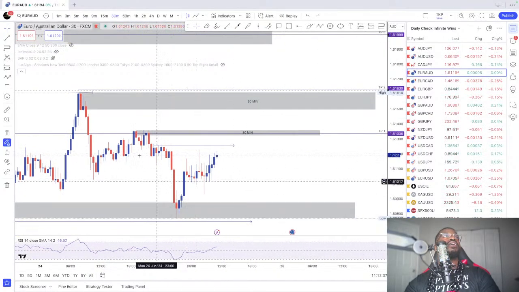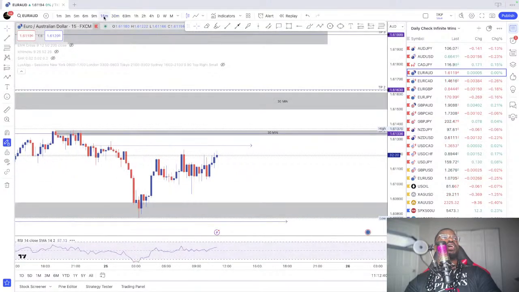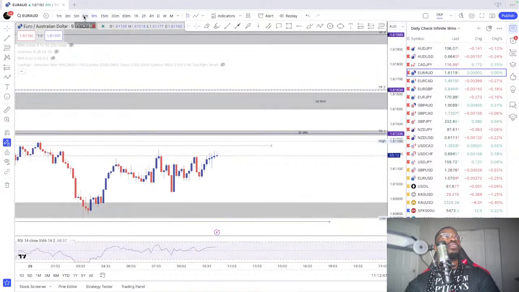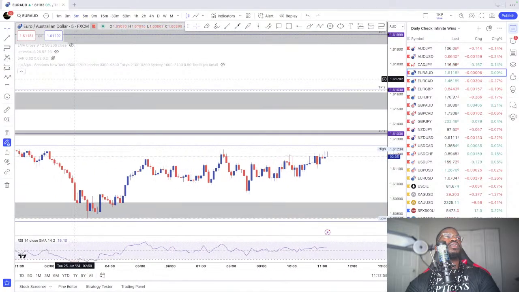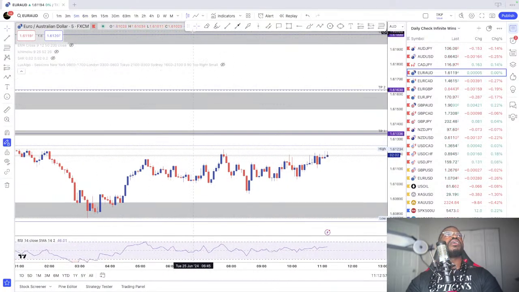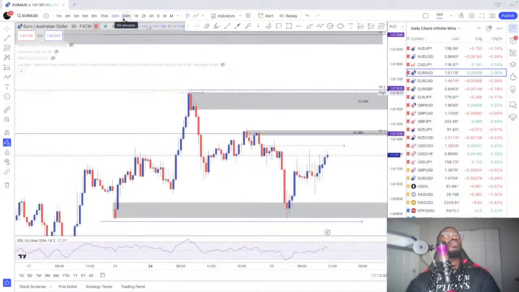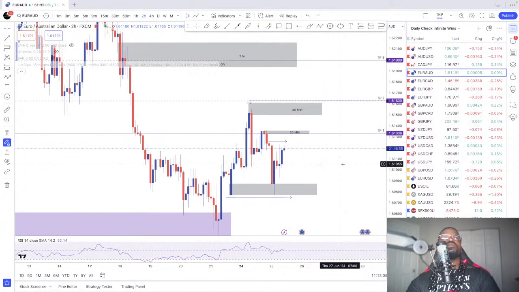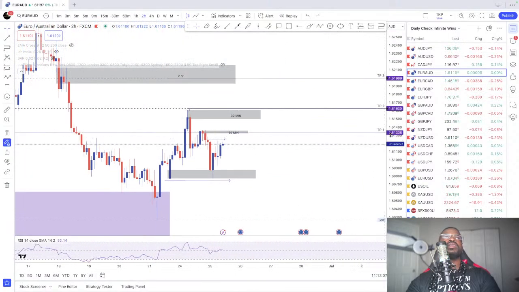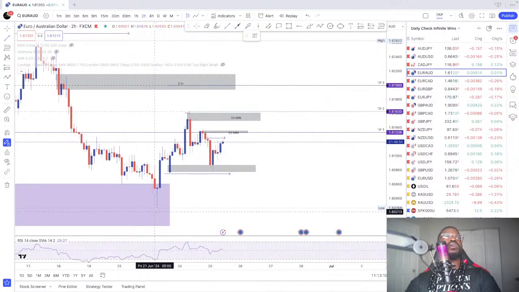Now let's see what's down here in this. They got a double bottom. Okay, inverse head and shoulders. 15-minute. Yep. Okay. And we also got this uptrend here. Let's see.